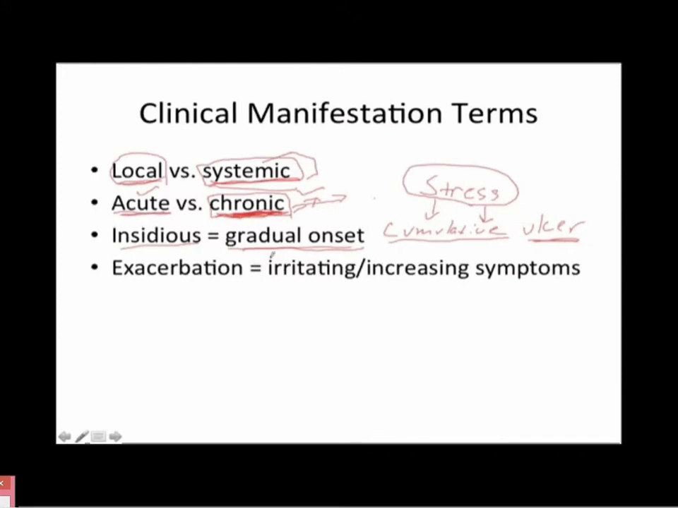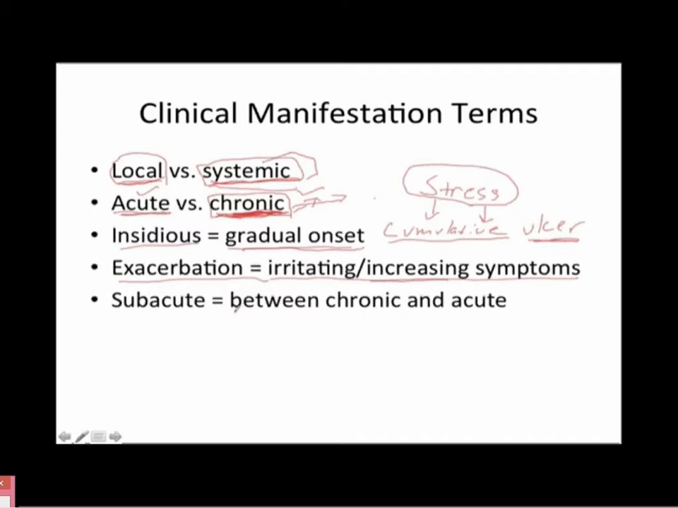Exacerbation. I bet this is a term a lot of you have heard before. When you see the word exacerbation, that basically means you're making something worse. You're irritating, increasing, enhancing the signs or the symptoms. You hear this a lot with people who have asthma. Someone will say, I was around a cat and it exacerbated my asthma. So that's all that word means. You're just taking something that's already there and making it worse.